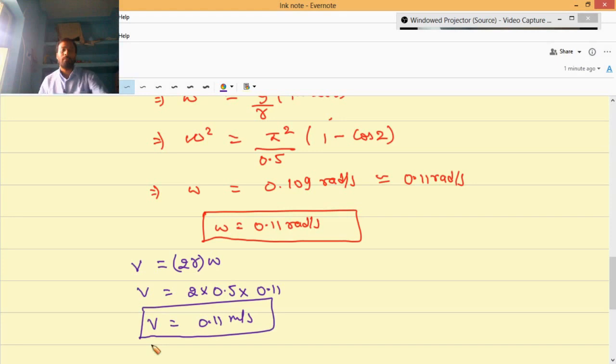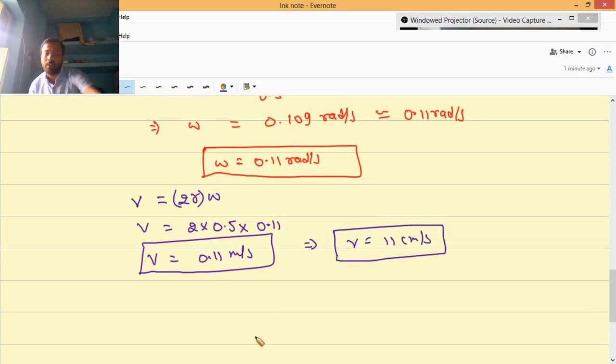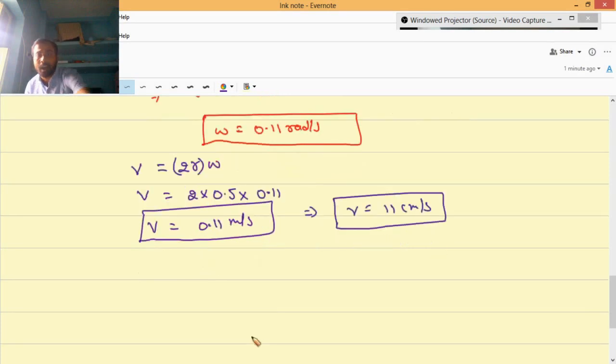So it is in terms of meter, but in the book the answer is in terms of centimeter, so we can convert it like this. So the v value will be exactly equal to 11 centimeter per second. So in this way we have evaluated part B.